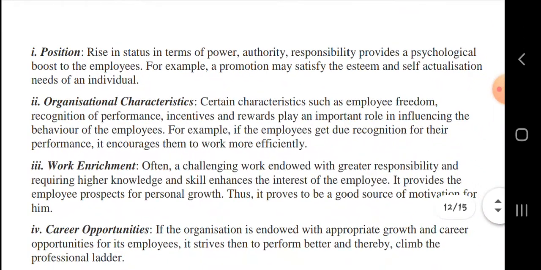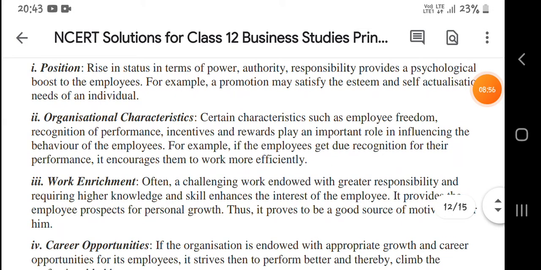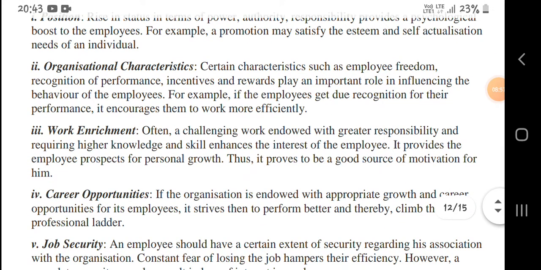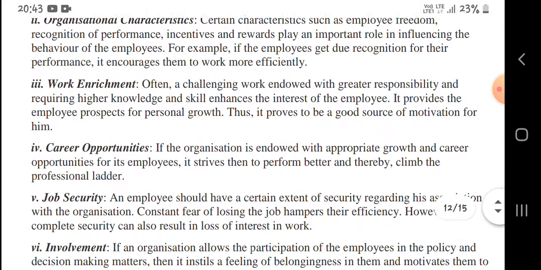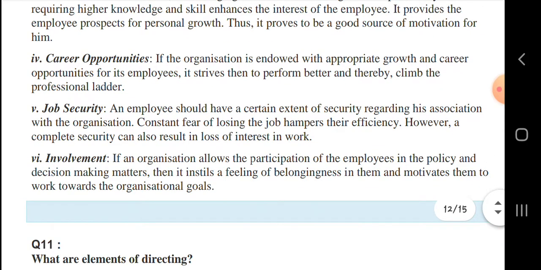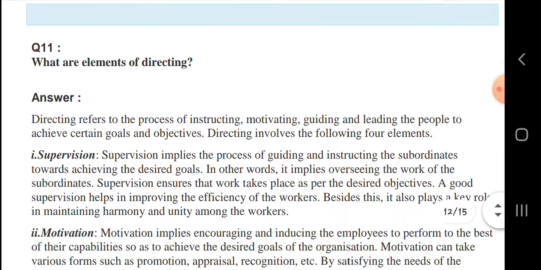Non-financial incentives: position. A rise in status in terms of power, authority, and other things, and organizational climate. Job enrichment: often challenging work endowed with greater responsibility and requirement, and career opportunity. They should be given a career opportunity, and there should be job security for them. They should have security in their job, and involvement. The employee should be fully involved in doing that work.